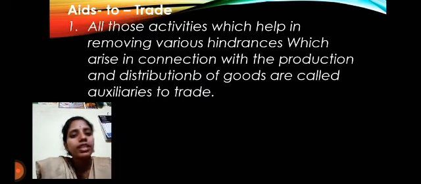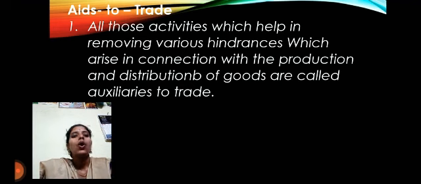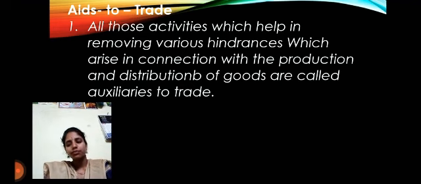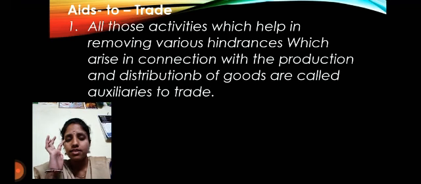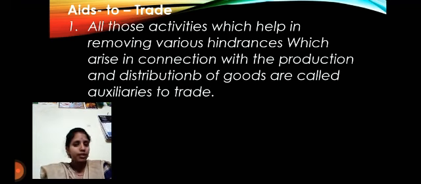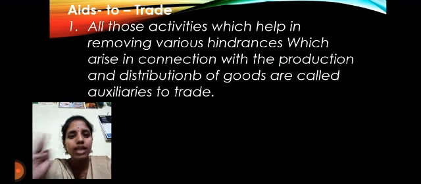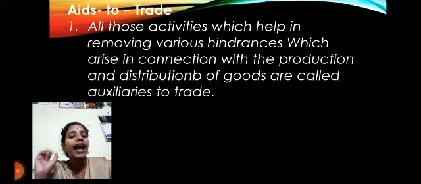And the next topic is aids to trade. All those activities which help in removing various hindrances which arise in connection with the production and distribution of goods are called auxiliaries to trade. Here, hindrances means difficulties that can be removed. It has six categories. They are transport, communication, banking, insurance, warehousing and advertising.